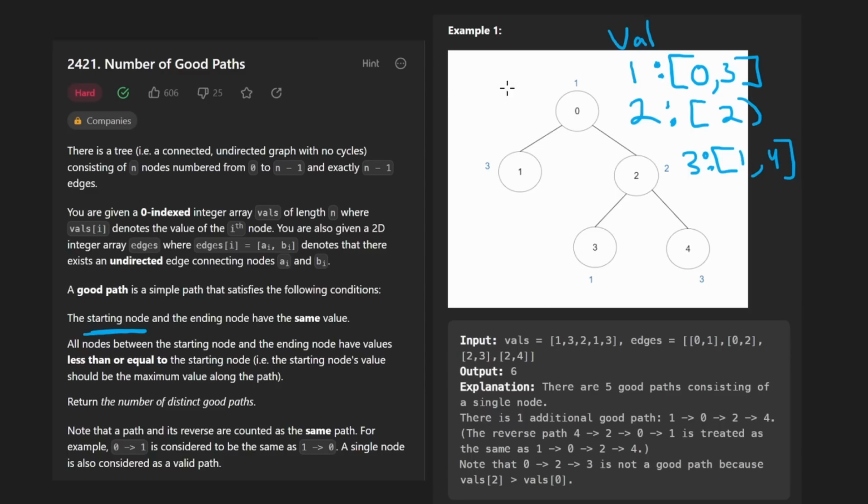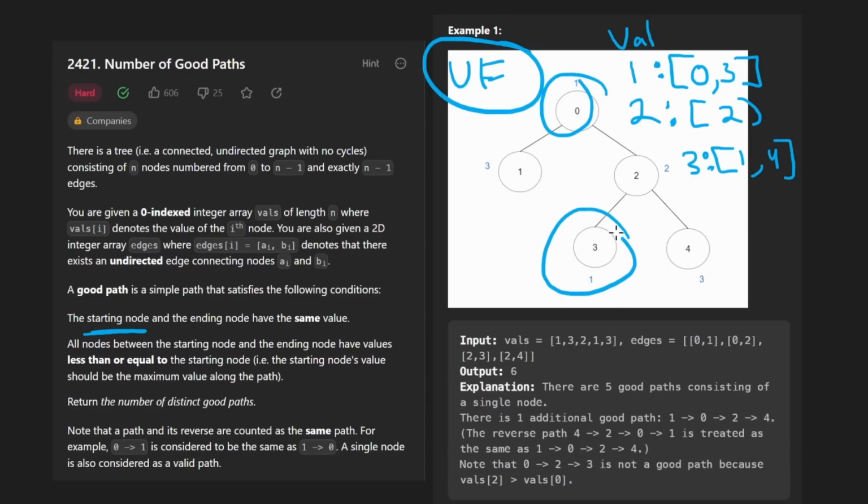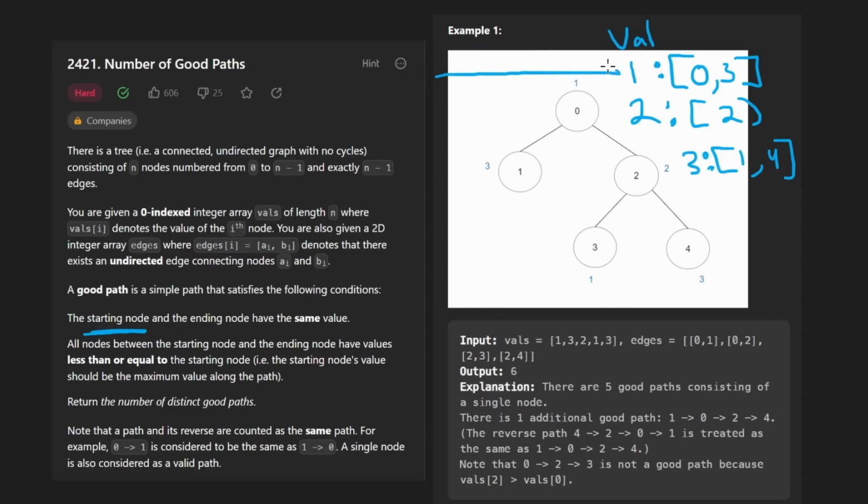Then we would be greedy and we'd start running that union find algorithm to start combining these nodes, because we know when we start combining these nodes, if it's possible and they are a part of the same set, that must mean there is a path connecting them. And we know for sure there's only one path connecting them. So we're going to start at the smallest value and see how many good paths are there starting at a value of 1.